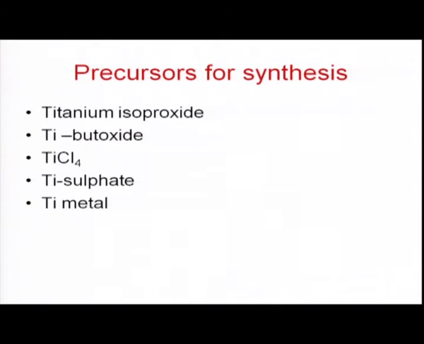So, for synthesis of titanium dioxide, what are the precursor materials available? We can use even titanium metal, pure metal, by anodic oxidation. If you use it as an anode, titanium will undergo oxidation and form titanium dioxide material. This is one way.